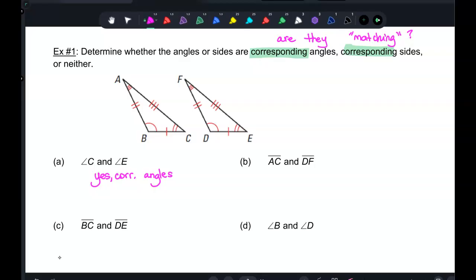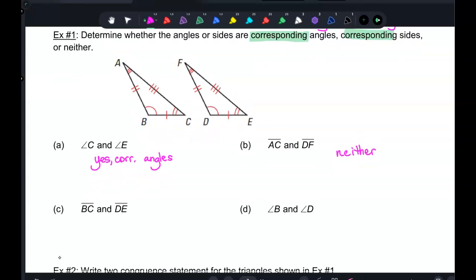All right, next we have AC and DF. Neither. Why? Because if it was the same, it would have to be AC and also FE. On this one, you could just go off the corresponding lines. Yeah, you can also look, this AC has 3 tick marks in it. DF only has 2.